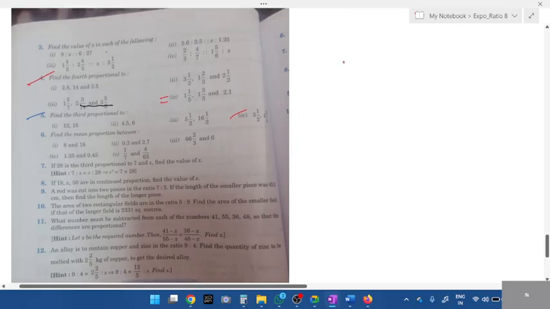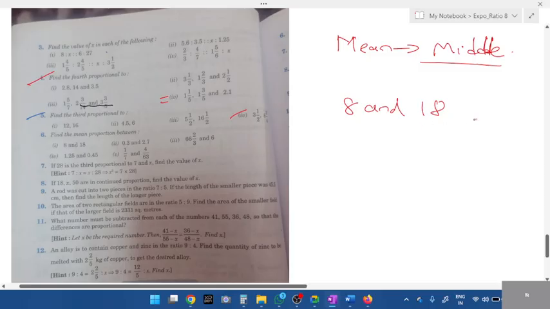Next question, students. Mean proportion. What did I tell you? What's the other meaning for mean? Mean is the middle value. Middle value. Middle term. So look here. First question. 8 and 18 is given. If 8 and 18 is given, where should I add x? In the last or in the middle? Where should I put x?